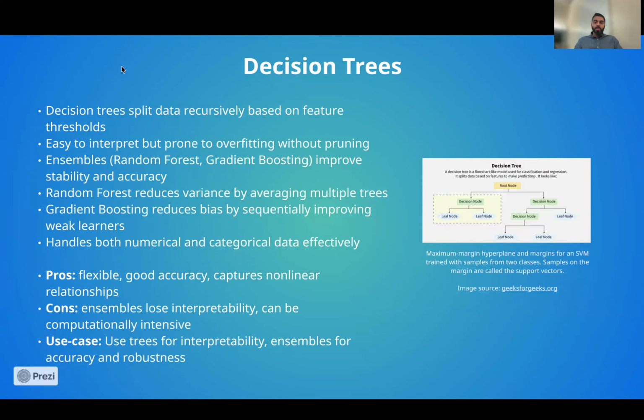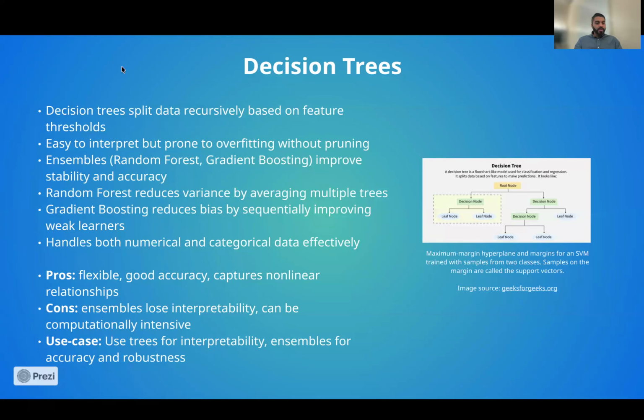So this is just things at a top level. But the idea behind bagging is to reduce variance, right? Which basically makes the whole model less prone to overfitting. And the way it does that is by averaging multiple different trees, right?